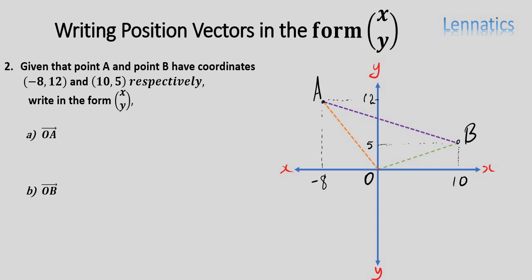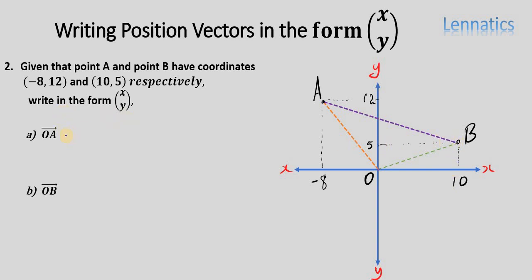So we're looking at part 2 of the 5-part video series, and it says write the position vectors in the column vector form (x, y). We're given 2 points, point A and point B, which have coordinates (-8, 12) and (10, 5) respectively, meaning that point A is located at -8 on the x-axis and 12 on the y-axis. Point B is located at 10 on the x-axis and 5 on the y-axis.